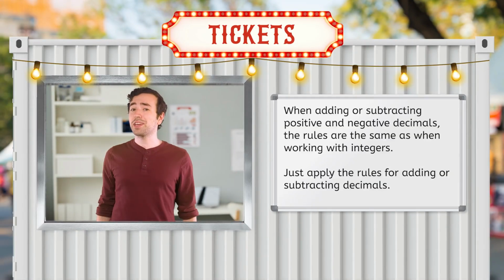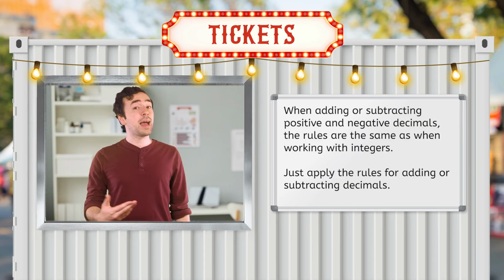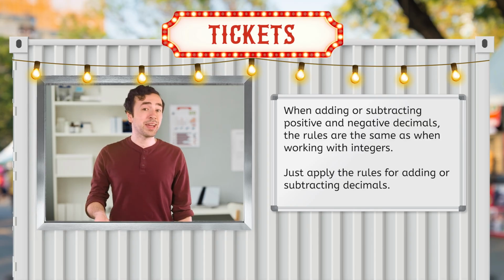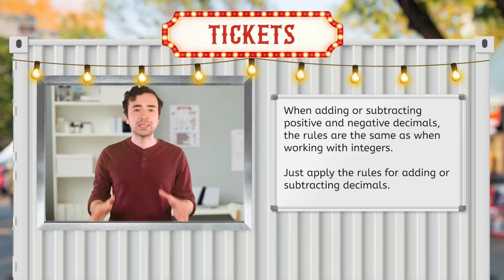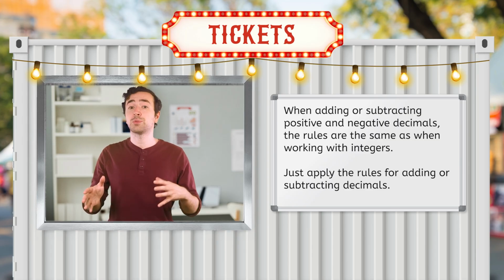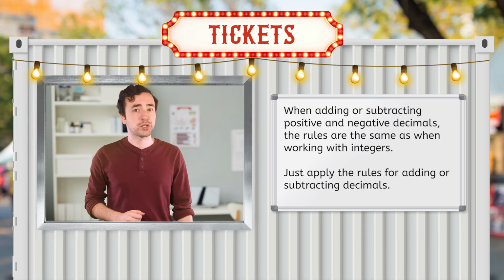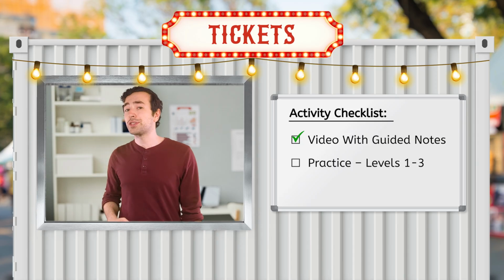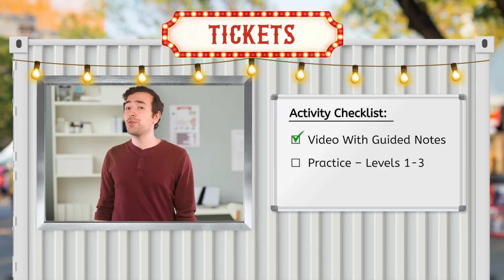Thanks for helping me at the ticket booth. We learned that when adding or subtracting positive and negative decimals, the rules are the same as working with integers. We just have to apply the rules for adding and subtracting decimals to the situation. Now, make sure to finish the guided notes and practice levels 1 through 3.